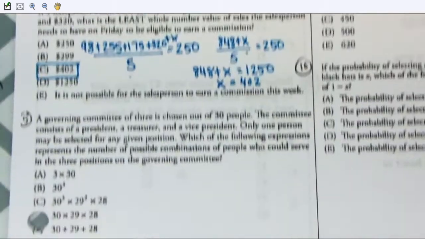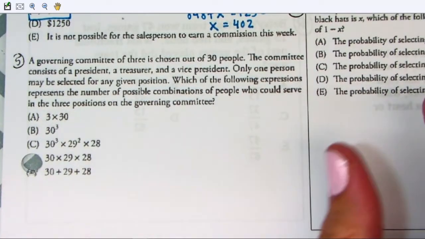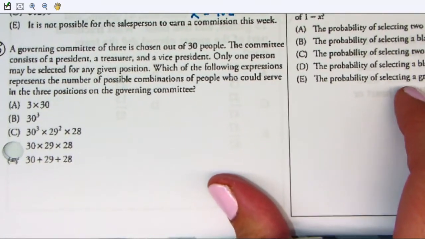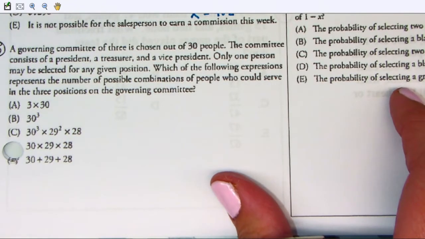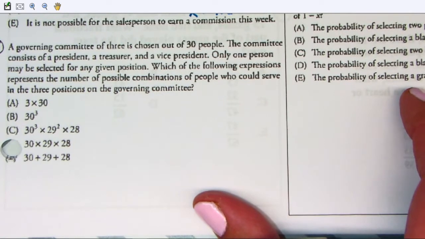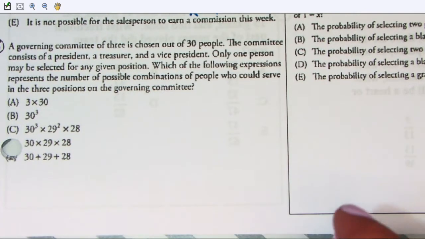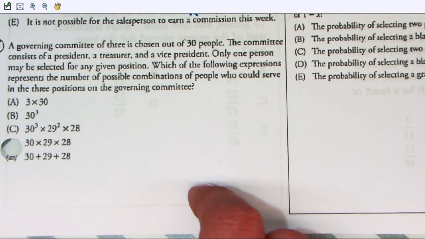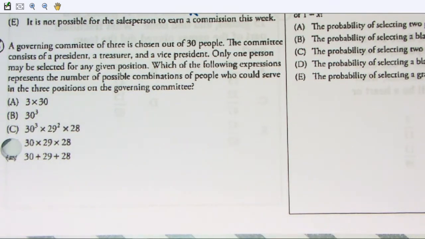Number 5, a governing committee has 3. So there's 3 people on this governing committee, and you pick out of 30 people. The committee consists of a president, treasurer, and vice president in that order. Only one person may be selected for any given position. Which one would represent this?